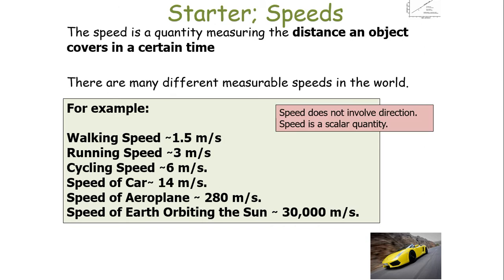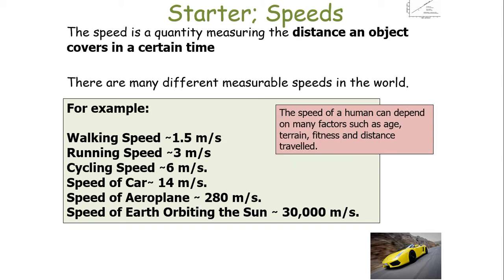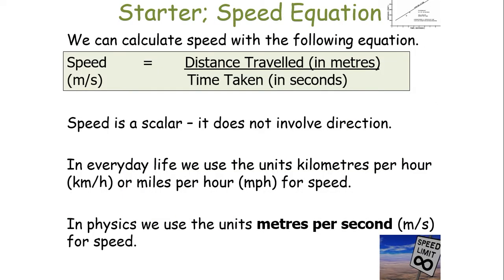Now, as you'll be aware, speed doesn't involve direction, so it's something we call a scalar quantity. But the speeds in all these journeys are very rarely going to stay constant. There's going to be an average speed. Now, the speed of humans can depend on many factors, like the age you are, the terrain you're on, the fitness you have, or the distance that you've travelled.